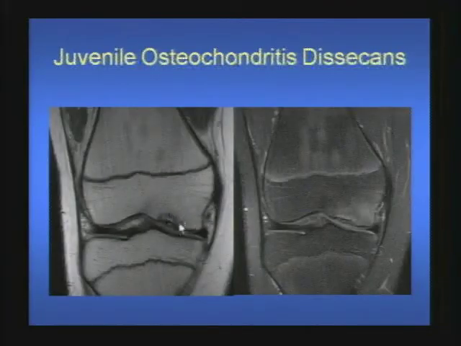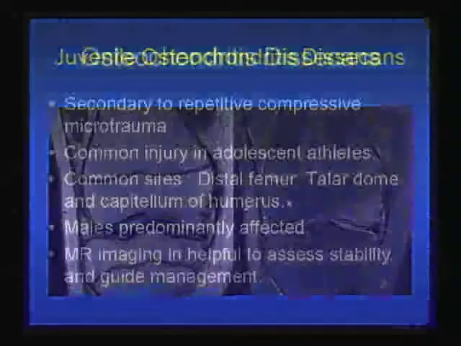MRI of a different patient showing an osseous defect, again in the same location, the lateral aspect of the distal medial femoral condyle on the T1 weighted images, and on the T2 weighted images, this is the proton density image, showing marrow edema in the subjacent bone at the site of the osseous defect. The cartilage overlying the defect is intact.